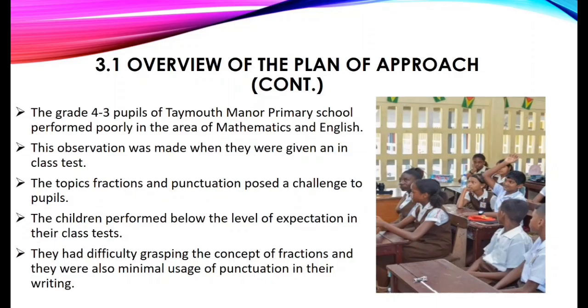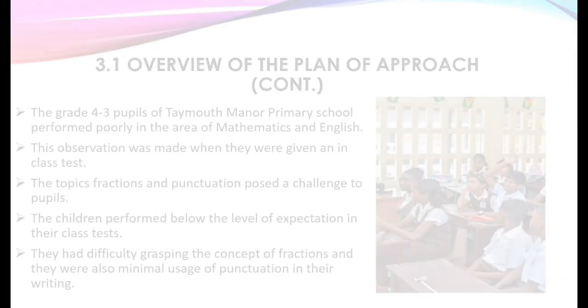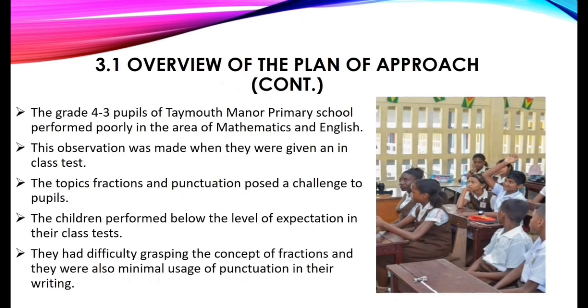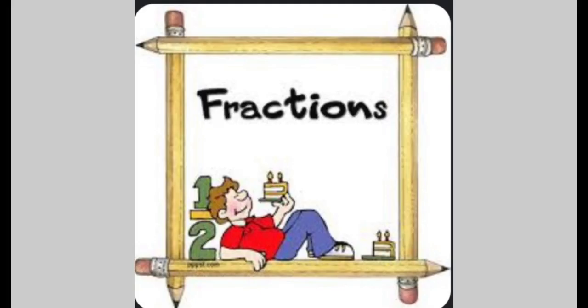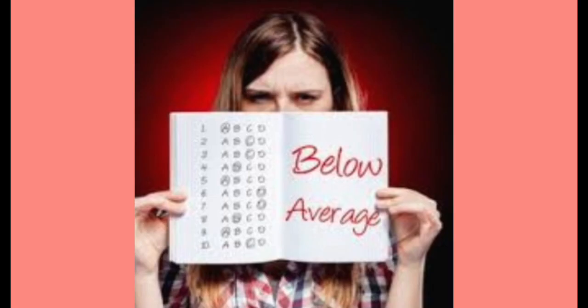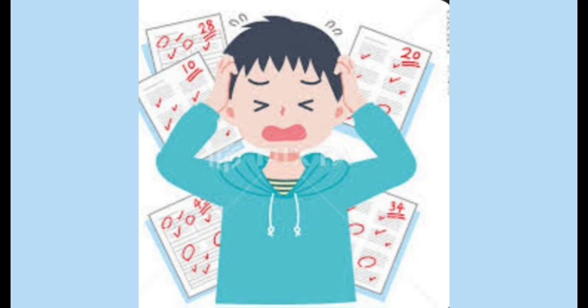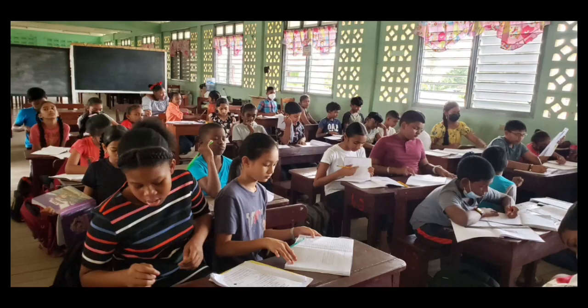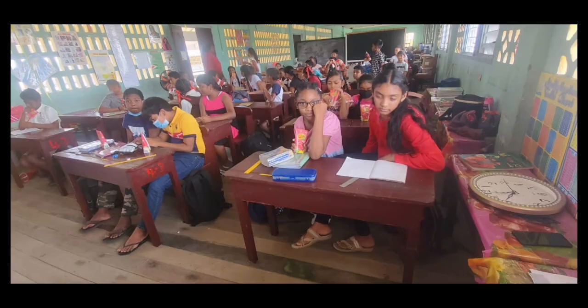The researcher observed that the grade 4-3 pupils of Taymat Manor Primary School performed poorly in the area of mathematics and English. This observation was made when they were given an in-class test. The topics fractions and punctuation posed a challenge to the pupils. The children performed below the level of expectation in their class tests. They had difficulty grasping the concepts of fractions, and there was also minimal usage of punctuation in their writing.